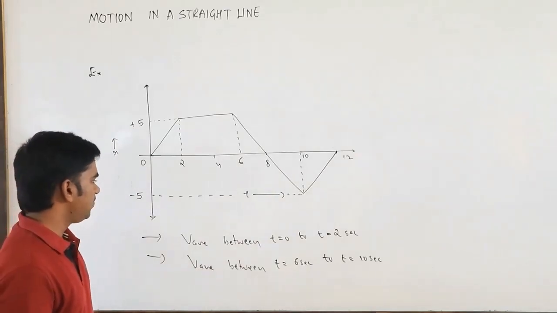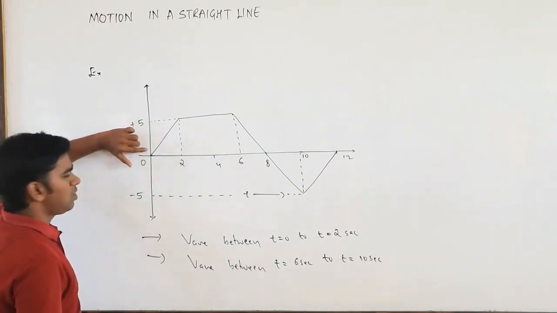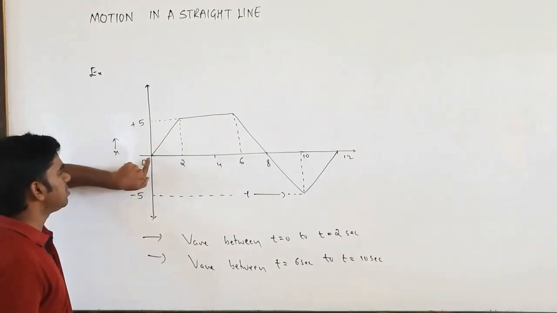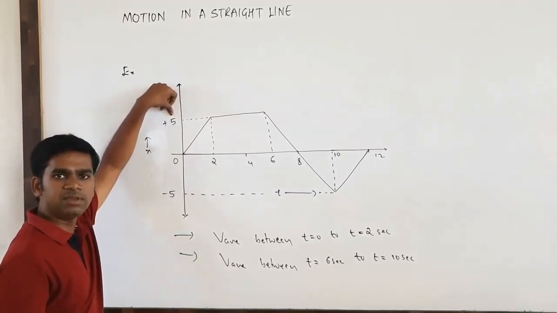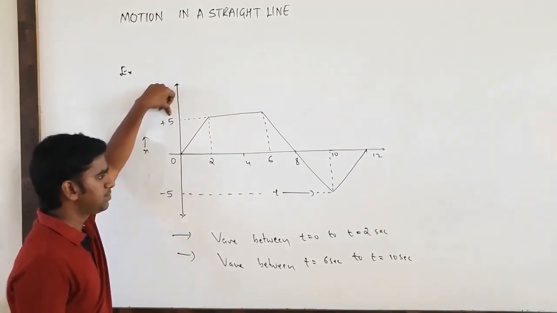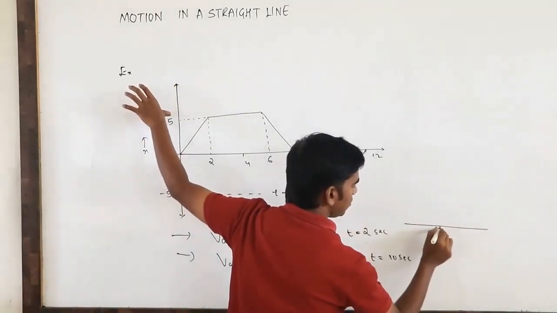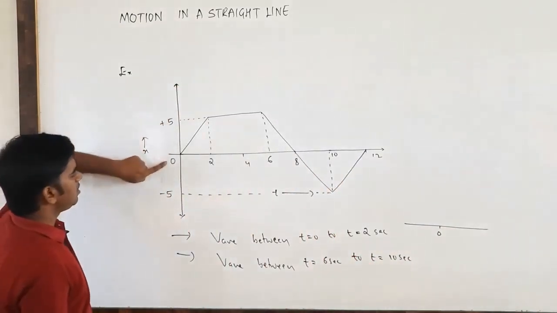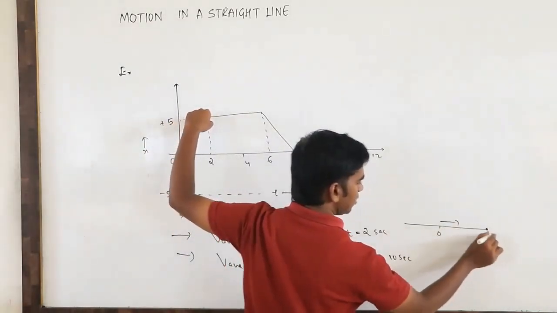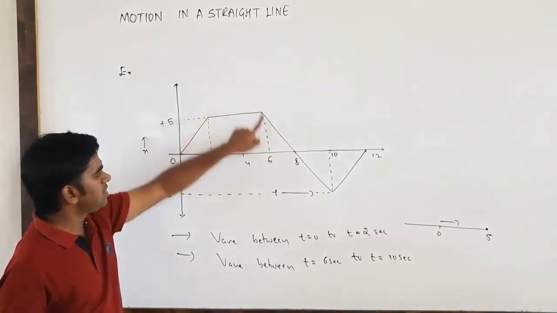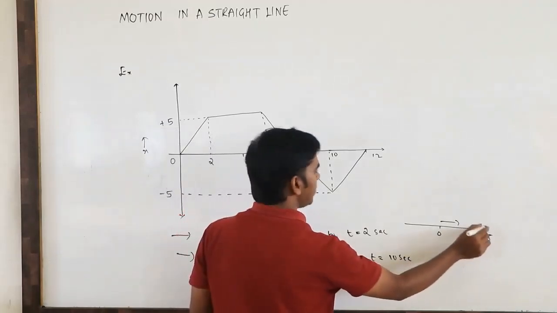Okay. So now, if I simply describe the motion, what is happening here? O is the reference point. So the body started from the reference point. In 2 seconds, it comes to a position 5 meter from the origin. Okay. Then, if I show the motion, this is your origin. It is coming from 0 to 5 in this direction. So this is 5. After 5, till 6 seconds it is at rest. Position is not changing. So it will be here only.